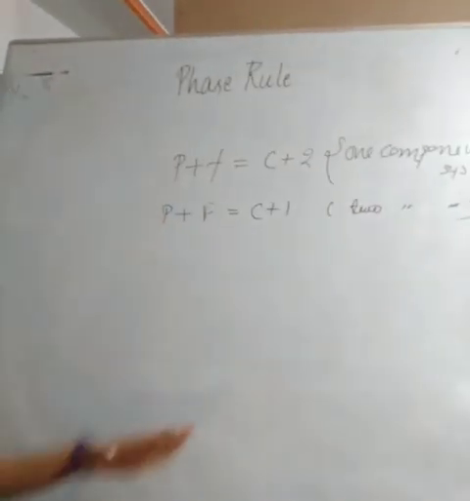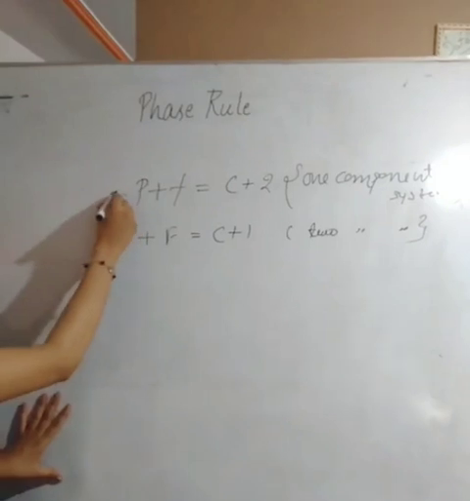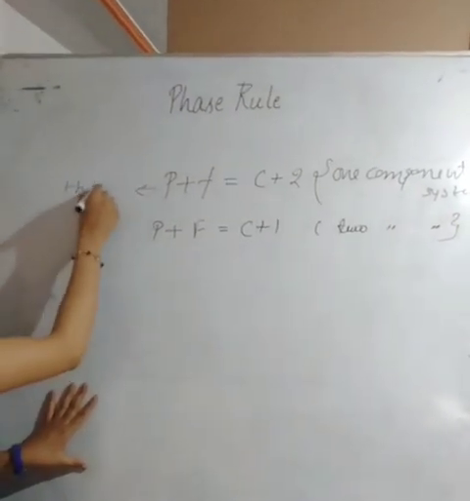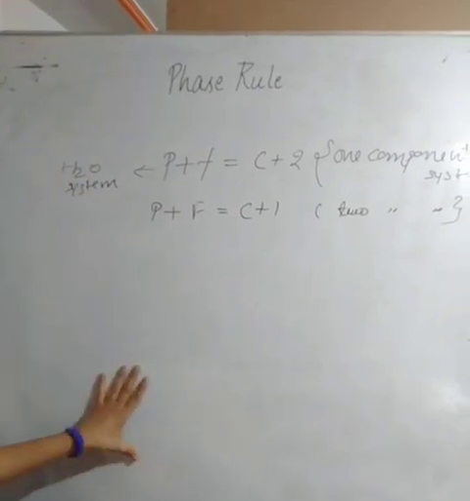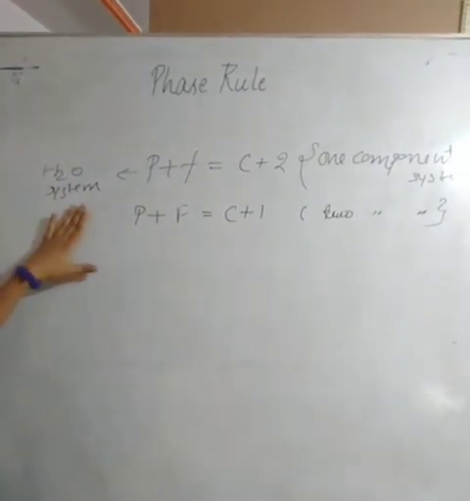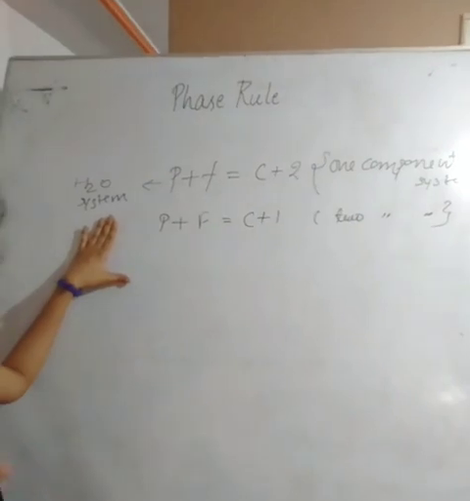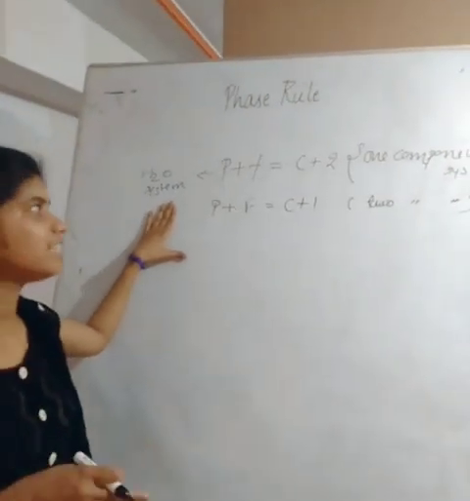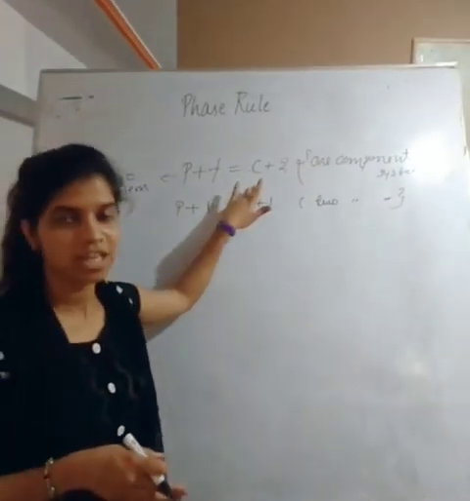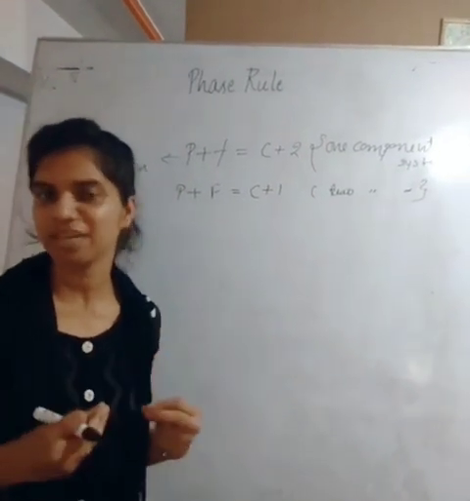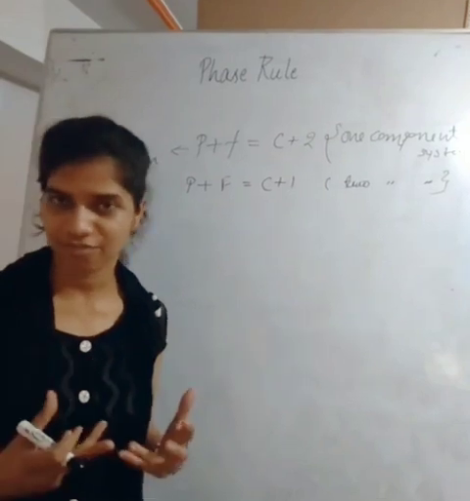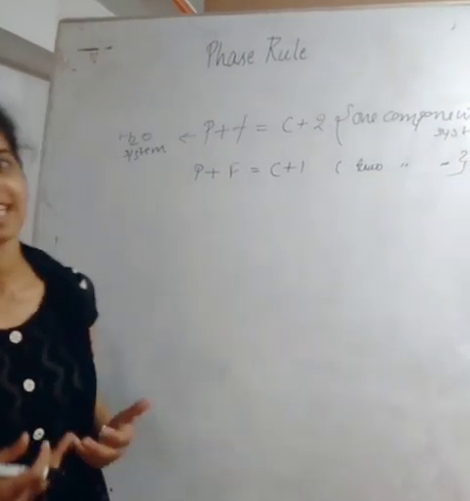So in this topic we will study the one component system by taking the example of the water system. Our main topic is this water system. But before that, we have to study these terms, because in the water system we have to find the degree of freedom, the value of F. So before that, we have to understand what F is.